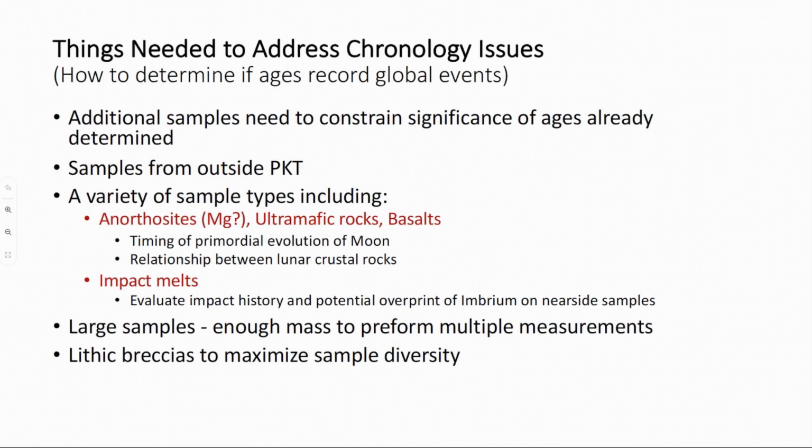Next slide. So here are some things we need to do. We need lots of samples. We need samples from outside the PKT because this is how we will extrapolate them. The samples need to be large because right now our problem is that we don't get big enough samples to make the measurements that we can make properly, and our techniques have not evolved significantly in the last 20 years. Final slide.